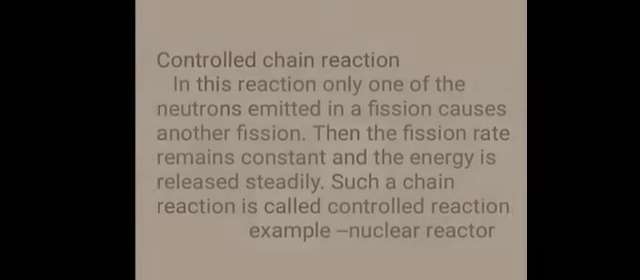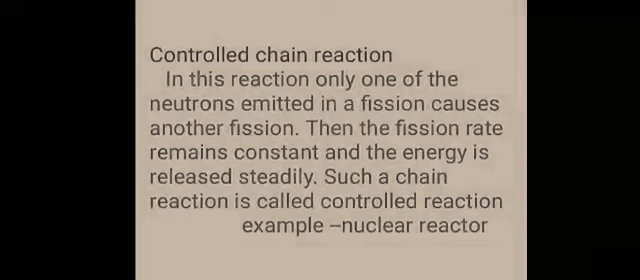Now this nuclear chain reaction is of two types: controlled chain reaction and uncontrolled chain reaction. Now we can see what is a controlled chain reaction. First, what is a controlled chain reaction? Controlled, in a controlled manner. So how can we control? In this reaction, only one of the neutrons emitted in a fission causes another fission. Then the fission rate remains constant and the energy is released steadily. Such a chain reaction is called a controlled reaction.